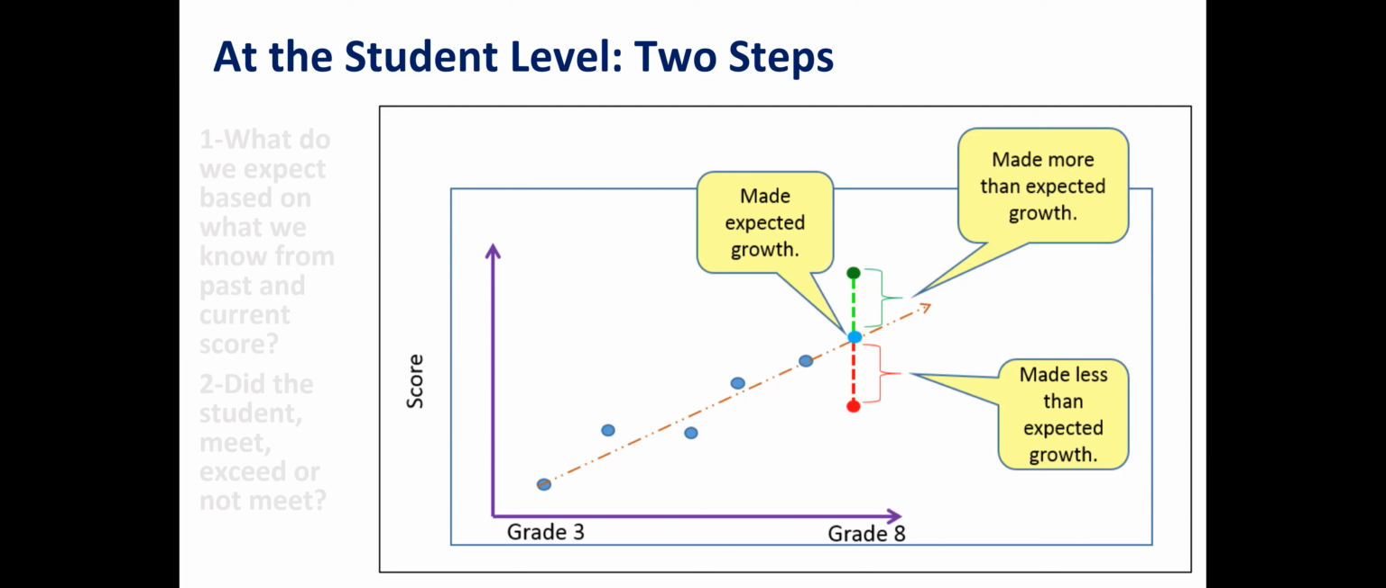If they made more than expected growth, they would be somewhere in this green dashed line and green dot because they would be above that expectation. And if they made less than expected growth, they would be below that expectation.